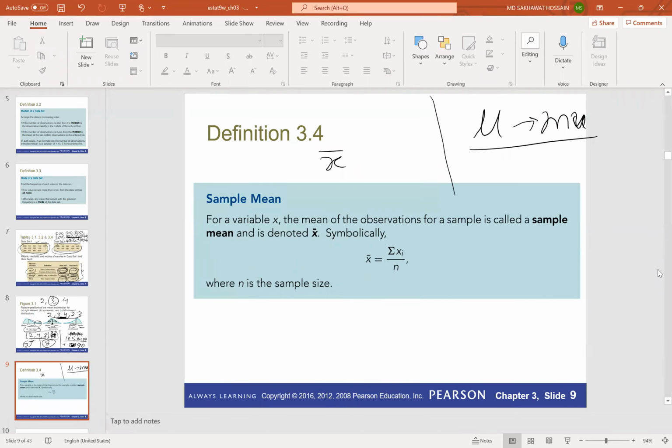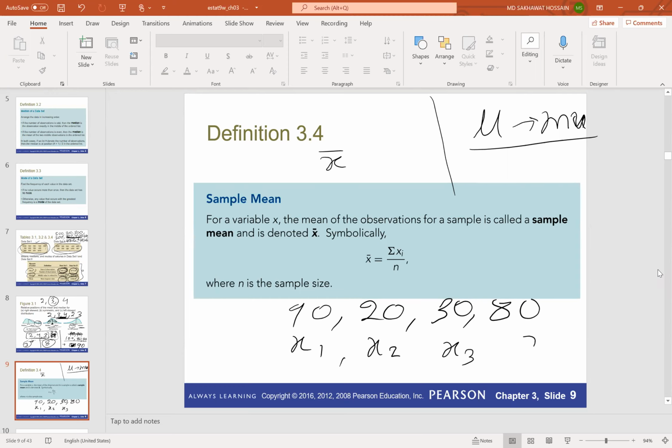If we have observations, we have data. For example, suppose our data set is 90, 20, 30, 80. The first number is denoted by X1, X subscript 1, meaning the first number. The second observation is denoted by X2, the third observation by X3, and this is X4. So how do we calculate the mean? We add them together, right? And divide by the number of observations.